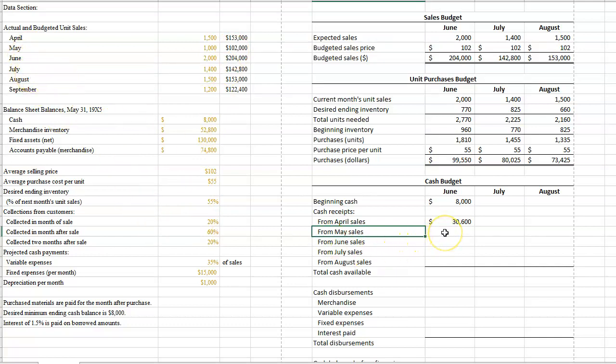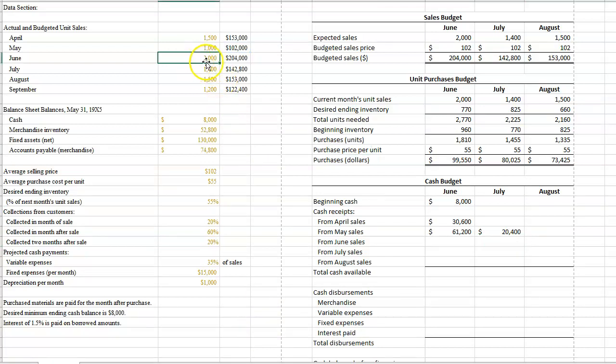So let's go to my April sales. I am going to be collecting some in June. I don't care about May because I don't have May here. But I know for my May sales, I'm going to be collecting 60% of it in the month after the sale, which would be June. So I'm going to collect 60% of May's sales in June. Now the remainder for May's sales, 2 months after May, which would be July, I'll be collecting 20% of May's sales in July.